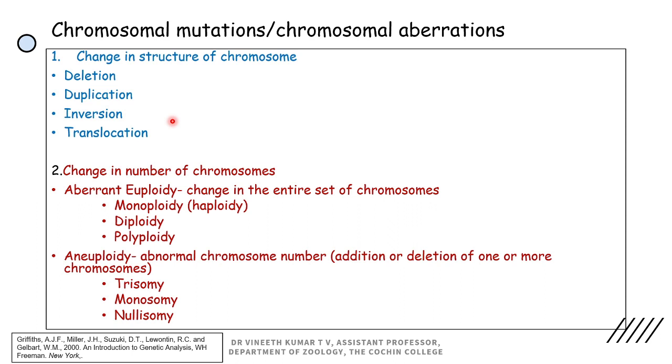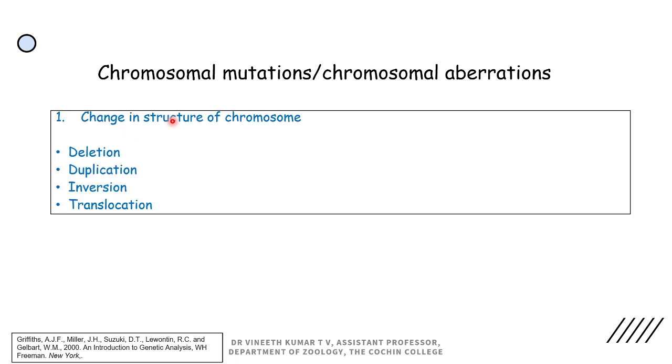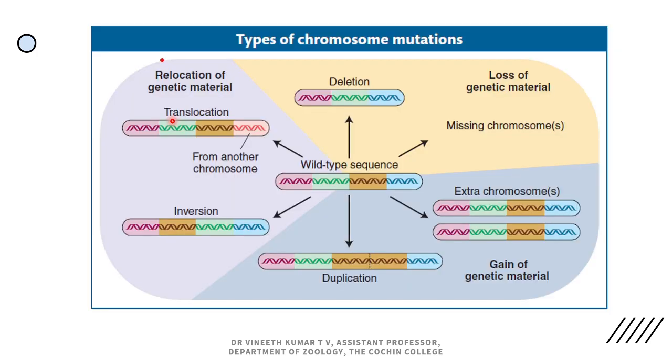So first we'll take the first type, which is change in chromosome structure, and in that we have four different types: deletion, duplication, inversion, and translocation. So moving on to the details one by one. This is just a representation of the things that we are going to discuss. This is a chromosome, and this is a chromosome. They haven't shown the centromere, but consider there will be a centromere here.